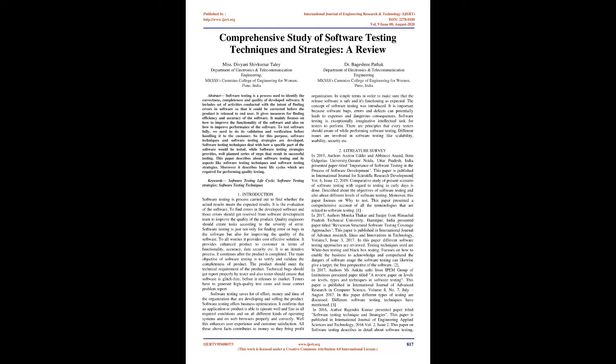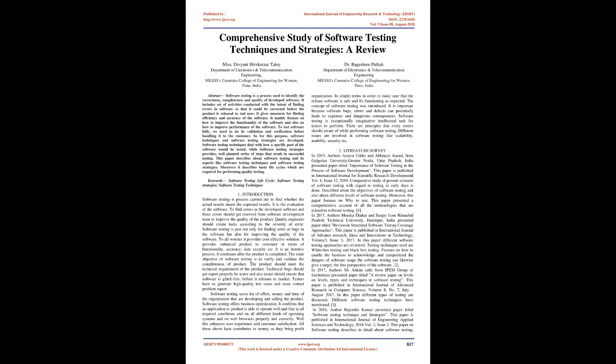2. Literature survey. In 2019, authors Azim Uddin and Abhineet Anand, from Galgotias University, Greater Noida, Uttar Pradesh, India, presented a paper titled Importance of Software Testing in the Process of Software Development. This paper is published in International Journal for Scientific Research Development, Volume 6, Issue 12, 2019. A comparative study of the present scenario of software testing with regard to testing in early days is done. It describes the objectives of software testing and also different levels of software testing. Moreover, this paper focuses on why to test. It presented a comprehensive account of all the terminologies related to software testing.